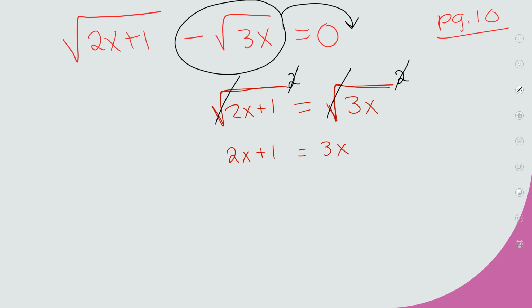And now you just solve. This is algebra 1 from here. We can subtract 2x from both sides. You get 1 equals x. That's it. Make sure you check your answer.